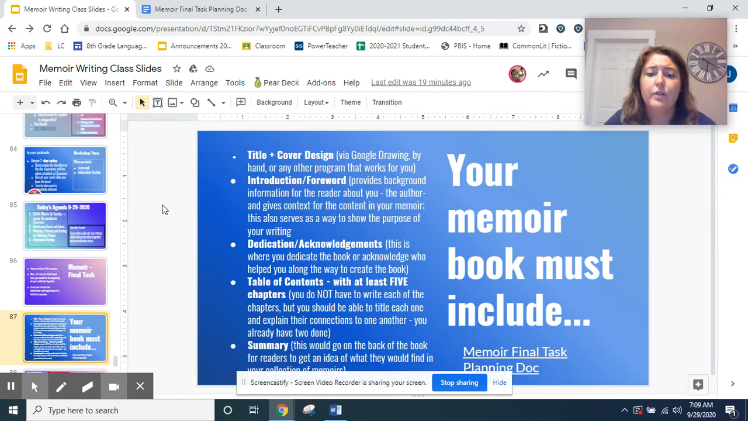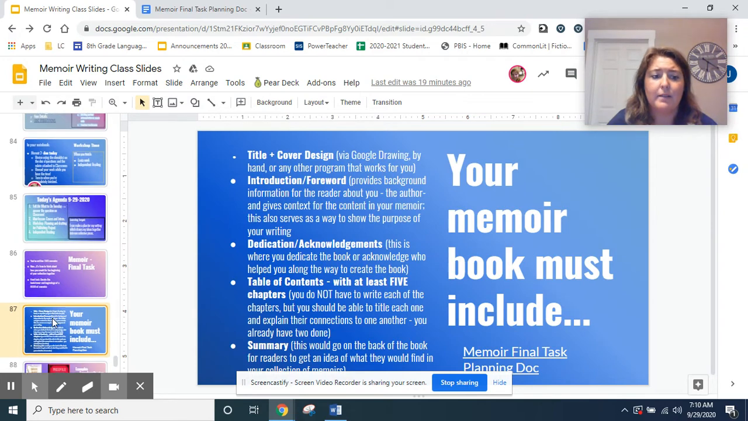And so you should be able to title each one and explain the connections to one another. And you've already done 2 chapters, right? And then the last thing would be a summary, that's the thing that goes on the back of the book. So how would you summarize what your story's about? I'm going to come back to this, but I've linked a Memoir final task planning document in Google Classroom for you. You could be using that. You don't have to. It's just a spot for you to house all of your ideas as you move forward. So let's go ahead and talk about some of the examples.